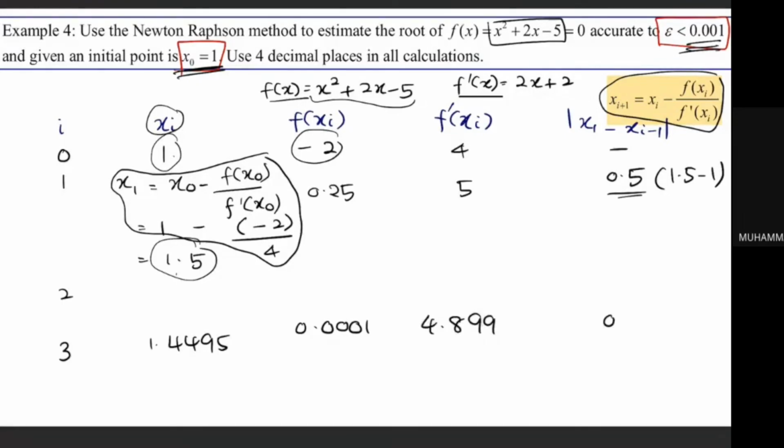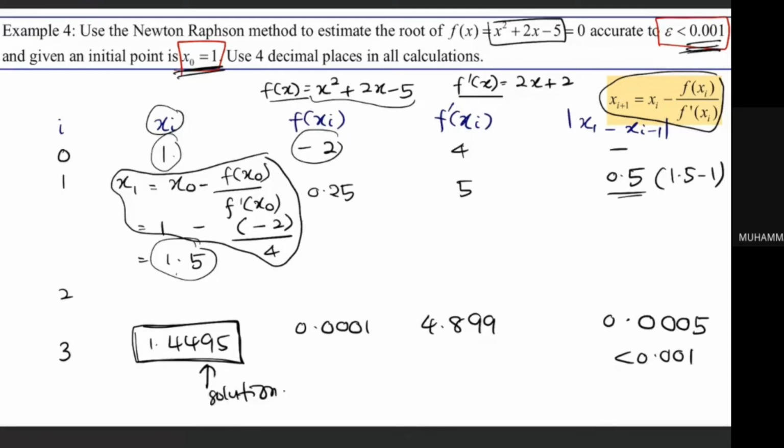Okay, at 3 we get an error less than 0.001. Then we stop the iteration here. So our point will be here. So the solution, the root of fx, is approximately 1.4495. This is the solution.